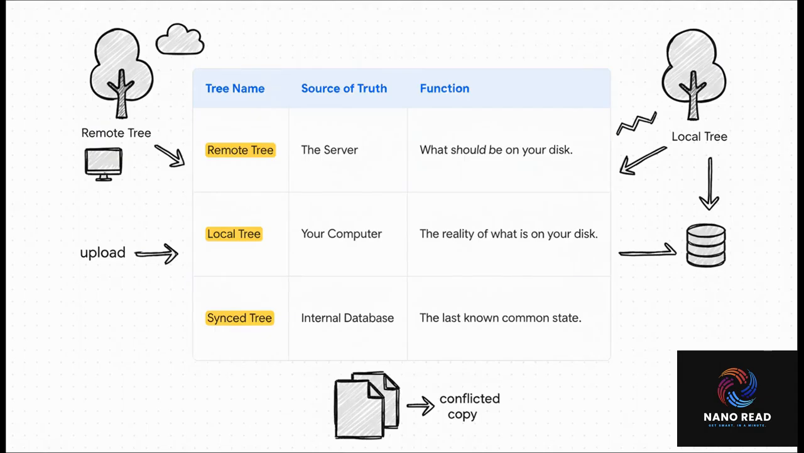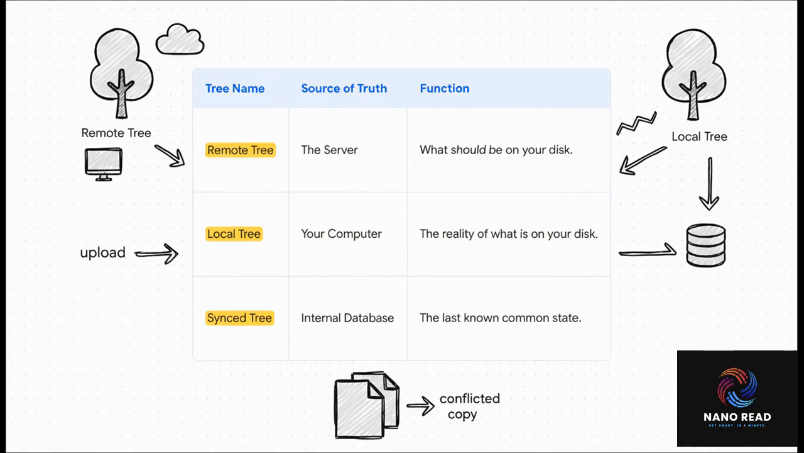So how does Nucleus actually achieve this perfect certainty? Well, it uses this really elegant three-tree data model. The best way to think about it is like a constant three-way fact check. First, you've got the remote tree. That's the source of truth according to the Dropbox servers. It's what should be on your computer. Then there's the local tree. That's the ground truth, the reality of what's actually on your hard drive. And finally, the sync tree. You can think of that as the last snapshot when everyone was in perfect agreement.